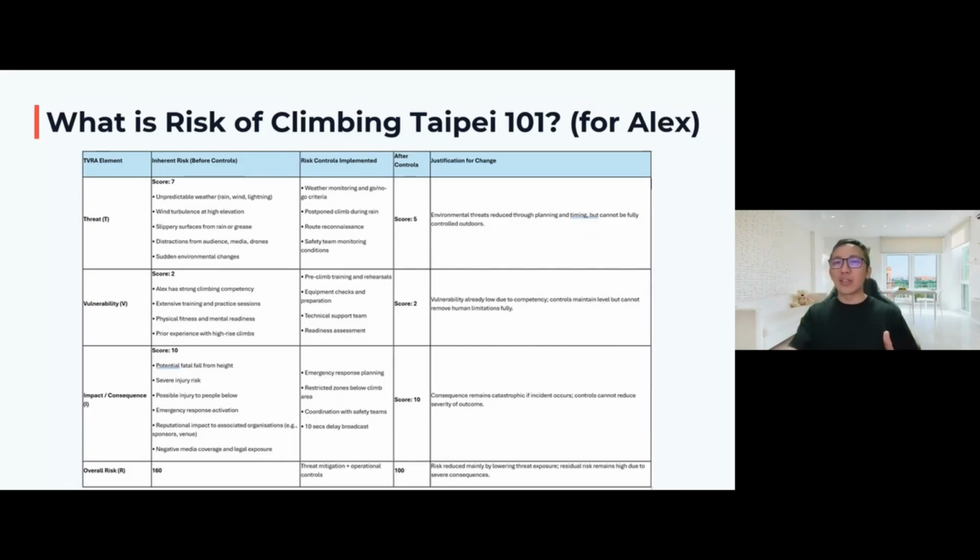So there was some form of experience before, and in terms of physical fitness and mental readiness, he is very good. He's not afraid of heights. He can climb very high, and there's little fear.